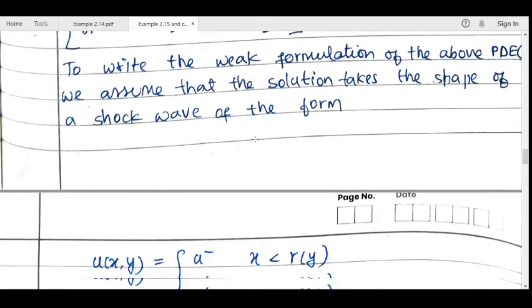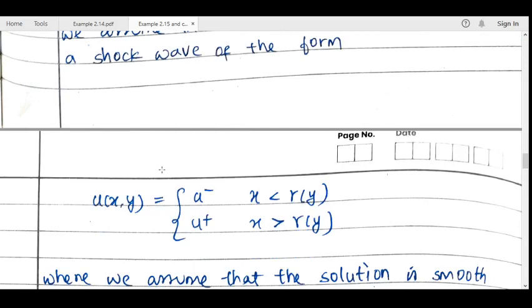So we are assuming that the solution will have a shock wave and it will be of this form. u of (x, y) will be u minus for x less than gamma of y and u plus for x greater than gamma of y. So our only aim is to find gamma of y. What will be the curve gamma of y?